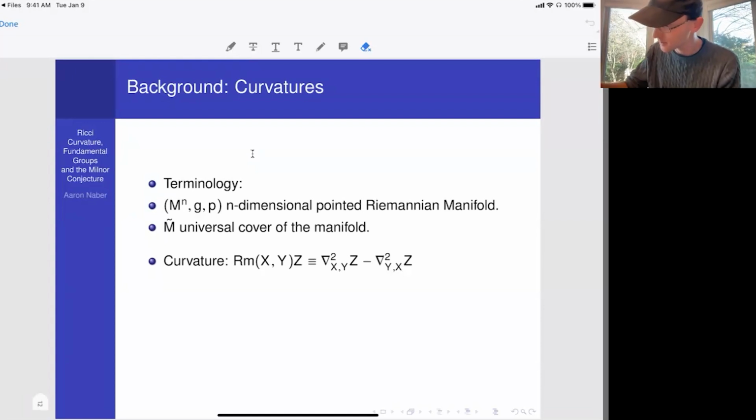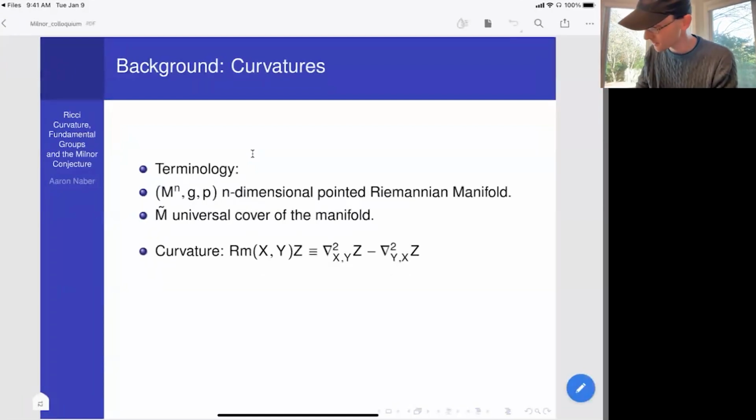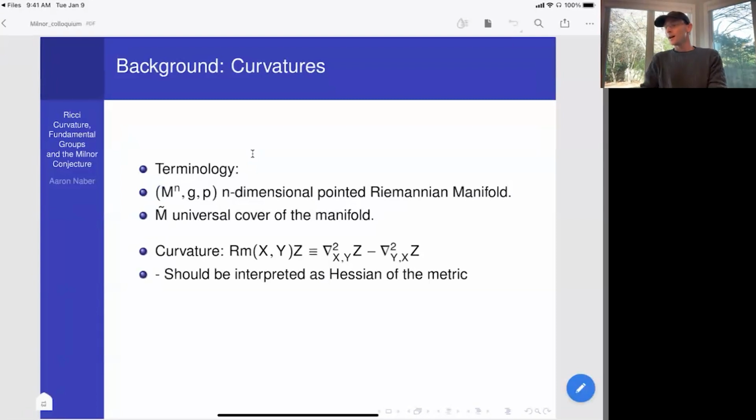And my clicker is no longer working. Aha, there we go. So that is, if I have a Riemannian manifold with bounded curvature, you should be viewing this the same way you would a function with C2 bounds. It should have much the same behavior. And in particular, this is sort of why analysis is so well behaved on spaces with bounded curvature.